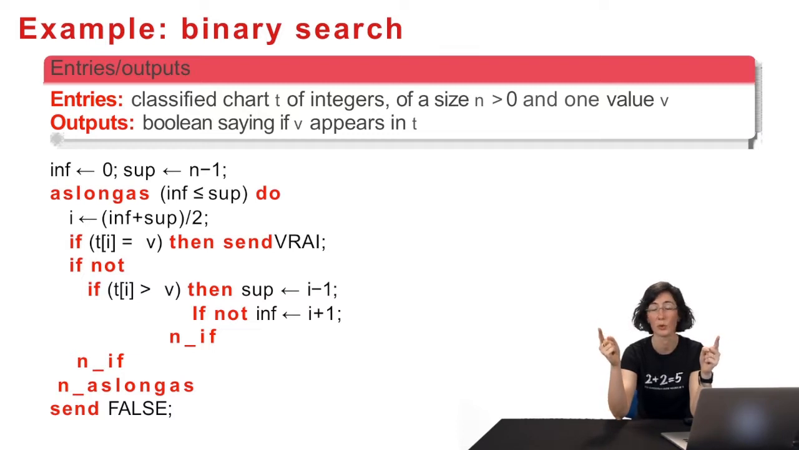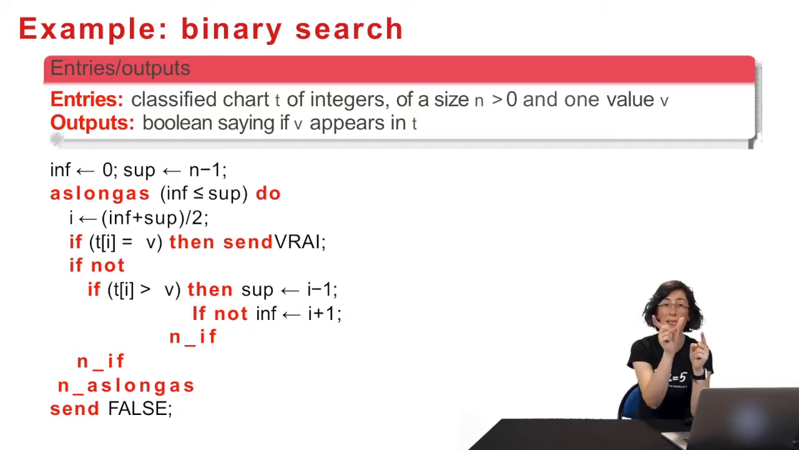To do that, take the part of the chart we are investigating, which is between inf and sup, then calculate the middle between the two. That will be I, and so you look at the value you find there. If that value is higher than v, that means v, if it is there, is in the left part of the chart. And if that value is smaller than v, that means it is in the right part of the chart.